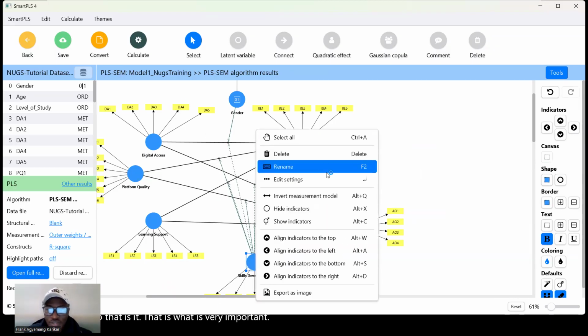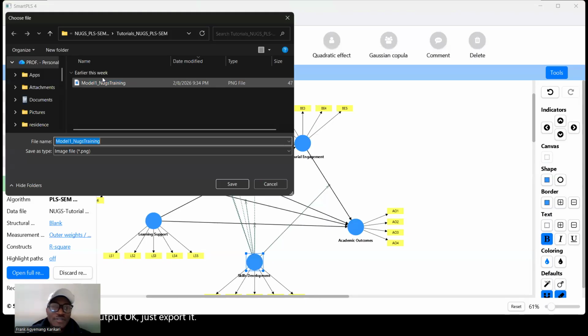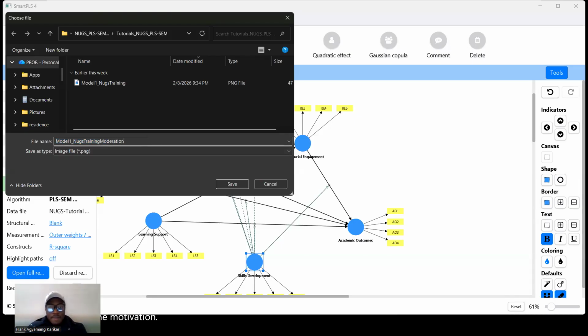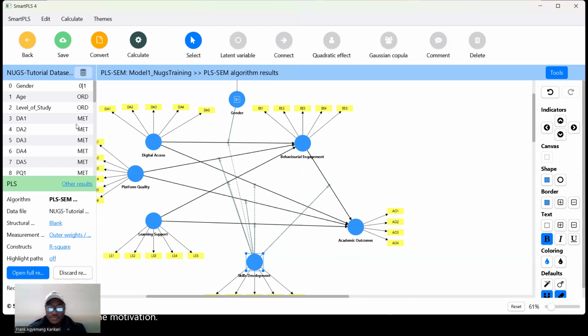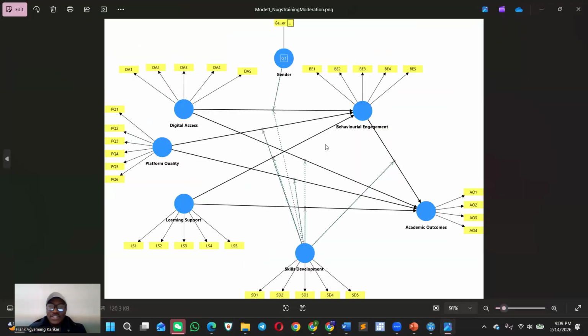And you can now save or export your output. Okay. Just export it. They will ask you where you want to save it. Good. So I can save this one as moderation. Good. So this is it.